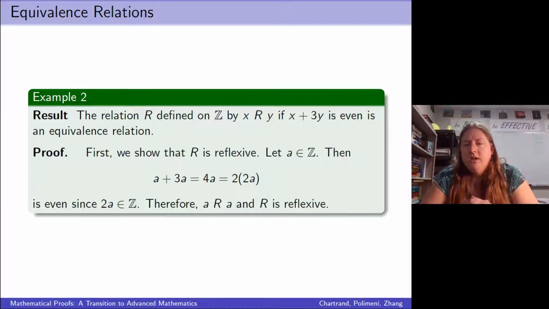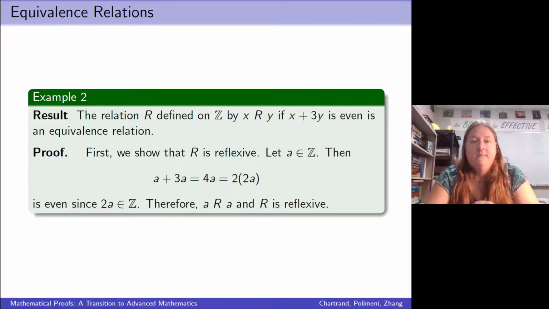So we're going to take a look at some a in the integers, and we want to know if a is related to a. That's how we check for reflexive. Well, a is related to a if a plus 3a is even. Well, a plus 3a equals 4a, which equals 2 times 2a. And since 2a is an integer by the definition of even, then 4a is even. And so we have a is related to a and R is reflexive.